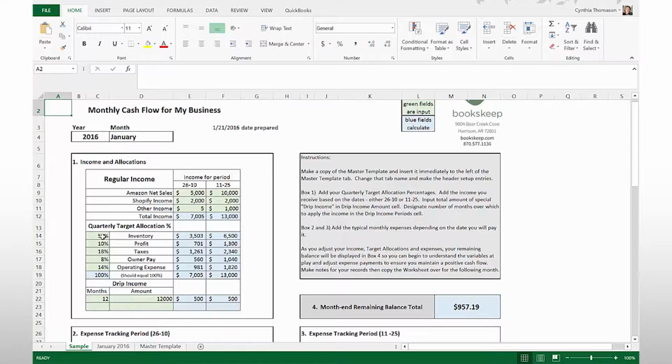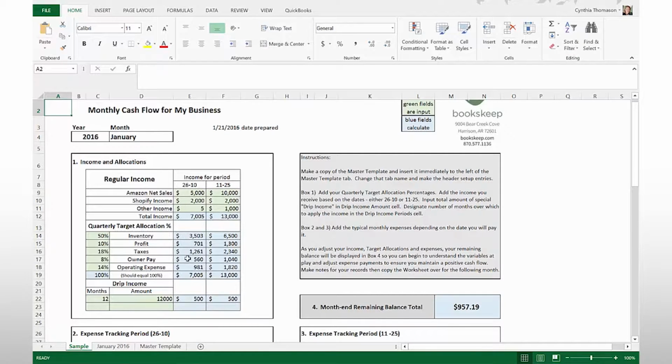From our profit assessment, we have seen that our percentages should be somewhere in the neighborhood of 50% going to inventory, 10% to profit, 18% to taxes, 8% to owner pay, and 14% to our operating expenses. Those green numbers should add up to 100%. The calculations on the right are taking the income number of $7,005, multiplying it by these percentages, and then dividing that up into the different accounts.